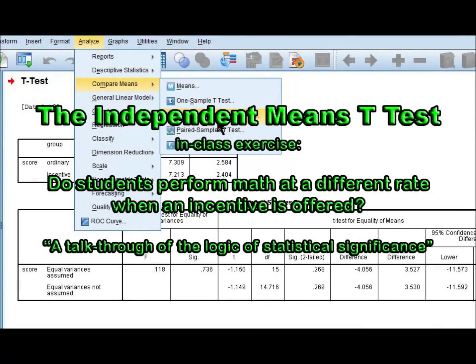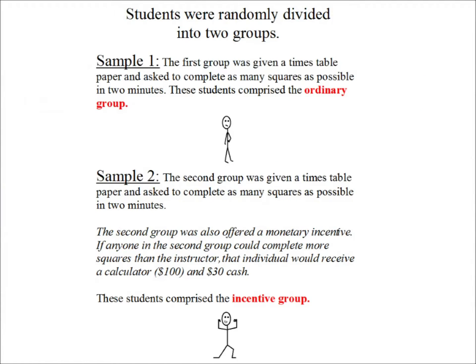The topic of this video is the independent means t-test. Based on the in-class exercise, do students perform math at a different rate when an incentive is offered? Students were randomly divided into two groups.